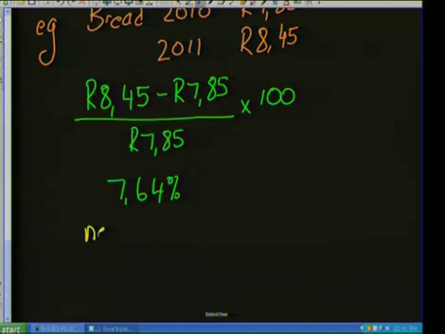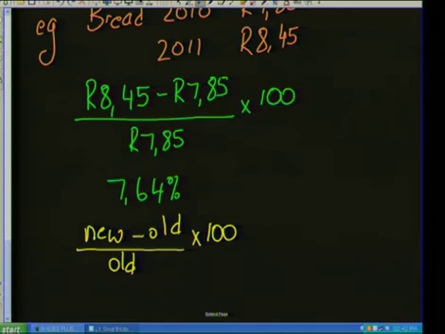You say the new number minus the old number divided by the old number, because we're looking at the change over the original, and times by 100 because we want it as a percentage. So it's a really nice formula for you that you can actually learn. Let's see what the next part of the question is.